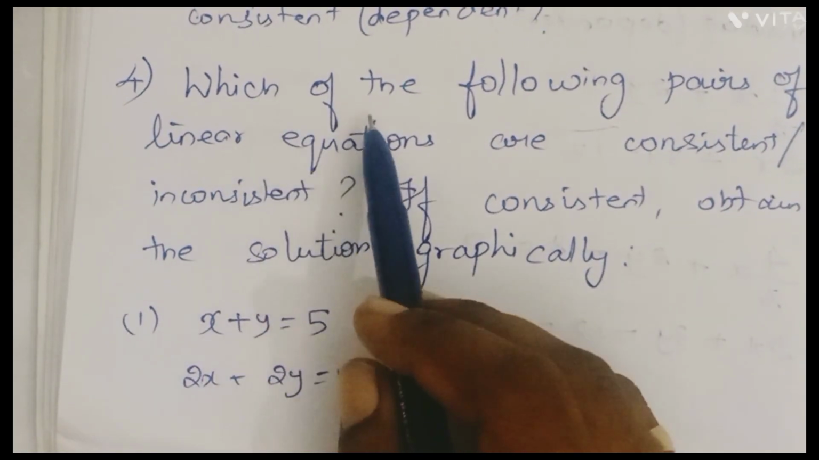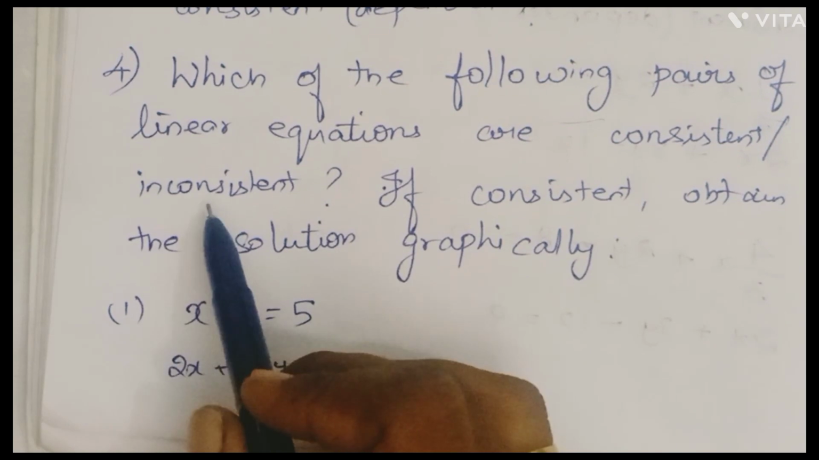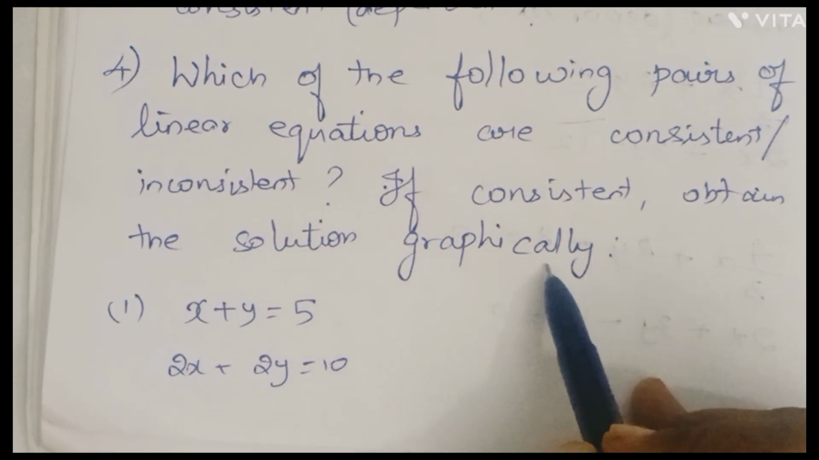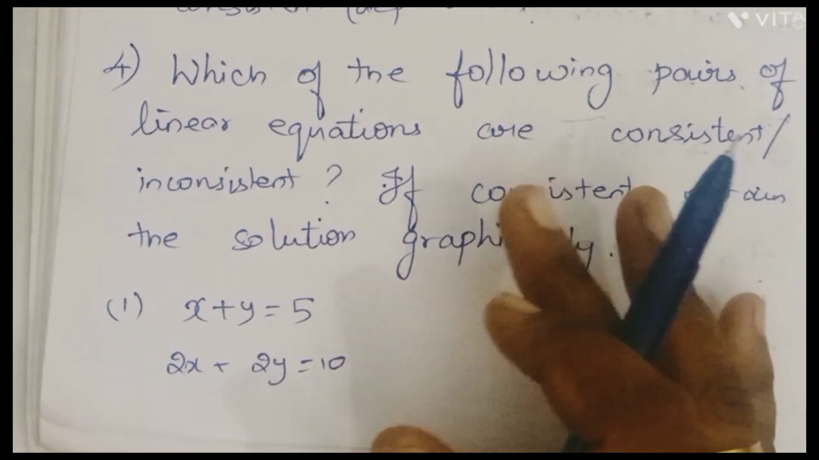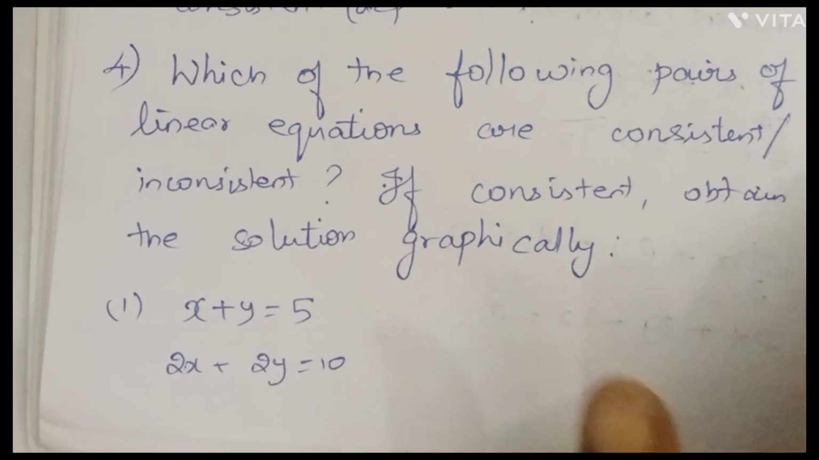Sum number 4. Which of the following pairs of linear equations are consistent or inconsistent? If consistent, obtain the solution graphically. So here a pair of linear equations is given. We have to check whether these linear equations are consistent or inconsistent.